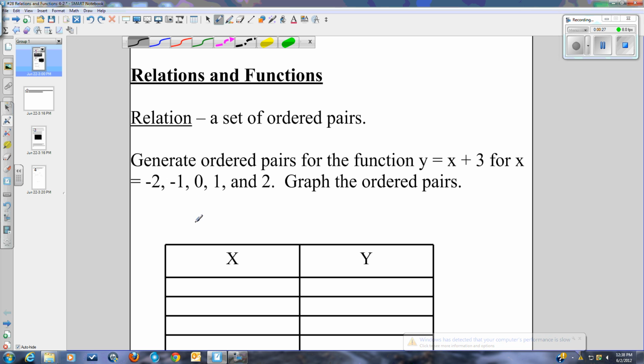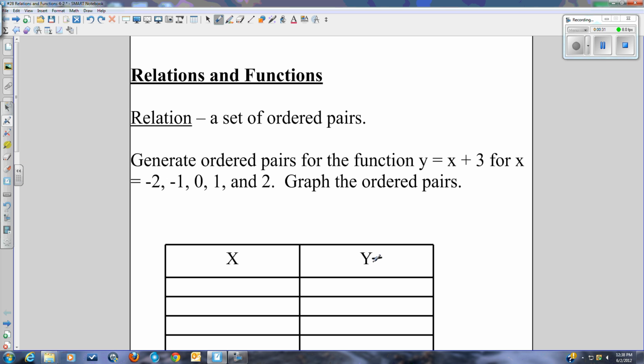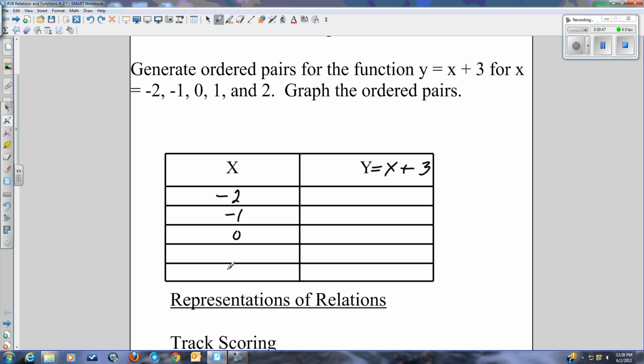So what we're going to do is first of all write down the function y equals x plus 3. And we are going to plug in the values negative 2, negative 1, 0, 1 and 2. We're just going to plug them in place of x in y equals x plus 3.